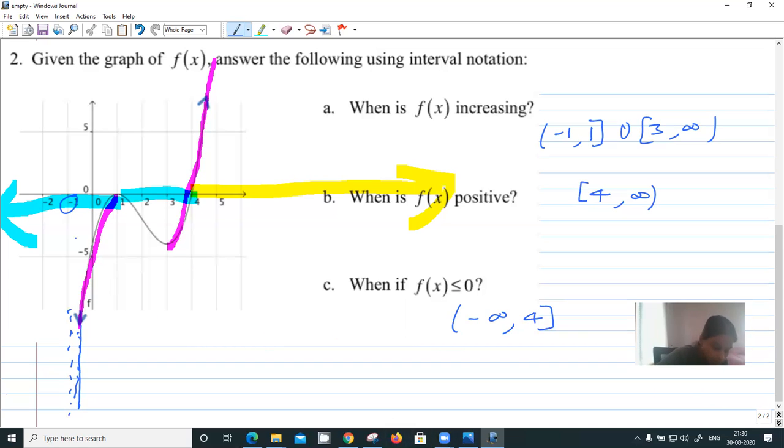Why? 1 to 4 is also negative, no? Can you highlight it for me? It's negative from minus infinity to... it's negative in this part, right? Yeah. And also this part. Oh, okay. Yeah, I see it. So it's minus infinity to 4, and square bracket because it is equal to 0. That's why we have square bracket here.